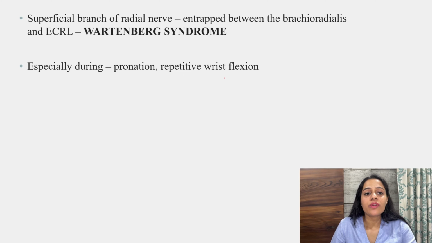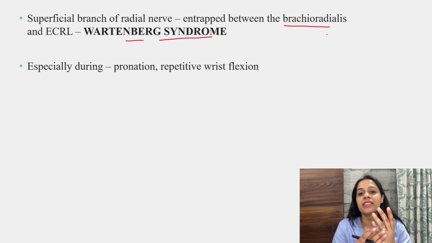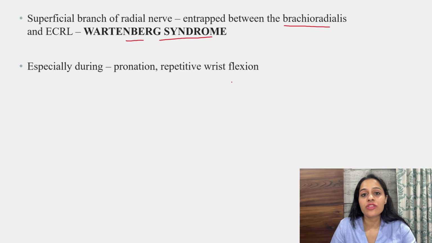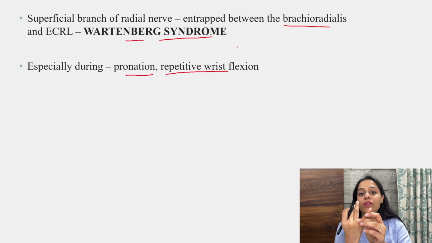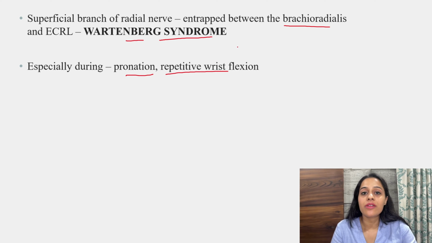Another term which you need to remember is Wartenberg syndrome, where the superficial branch of the radial nerve gets entrapped between the brachioradialis and the ECRL. So the patient will have symptoms, paresthesia on the dorsum of the hand, on the radial aspect of the hand. It will specifically occur due to forearm pronation and repetitive wrist flexion. Another important term is Wartenberg sign. Don't get confused. Wartenberg sign is seen in low ulnar nerve palsy where there is abduction of the little finger. That is Wartenberg sign. This is Wartenberg syndrome, where the superficial branch of the radial nerve is getting compressed.